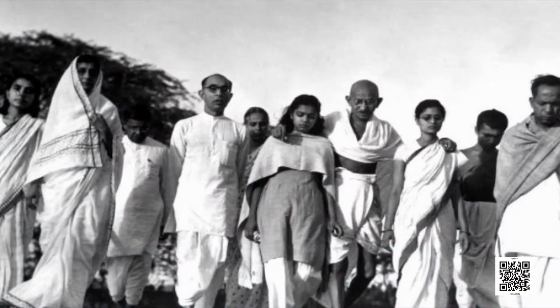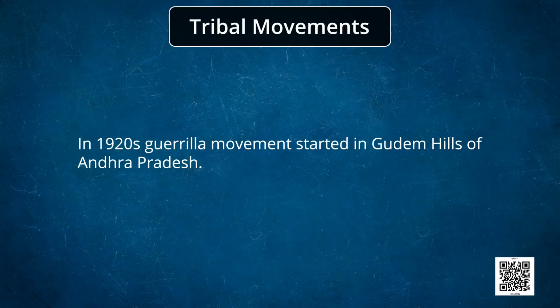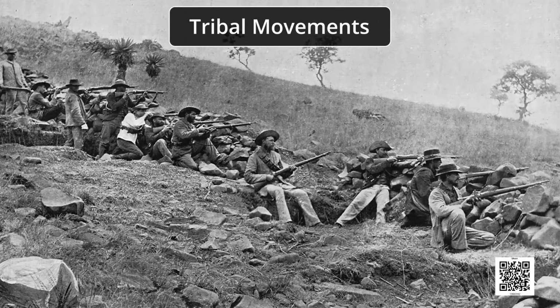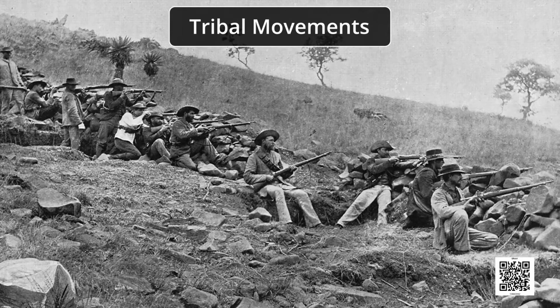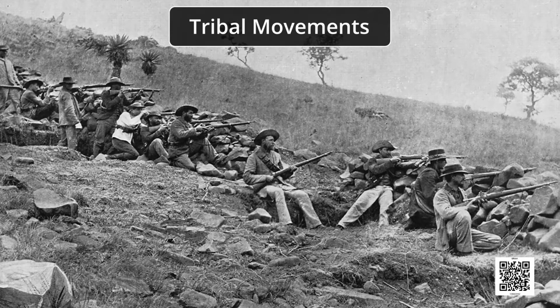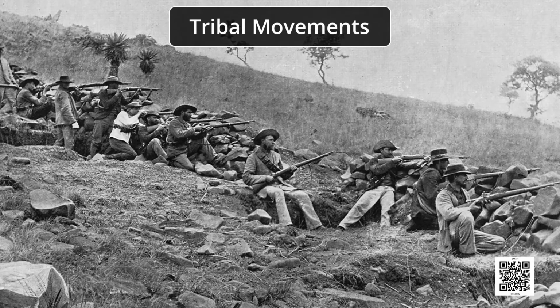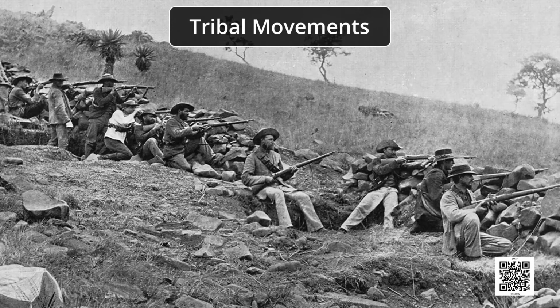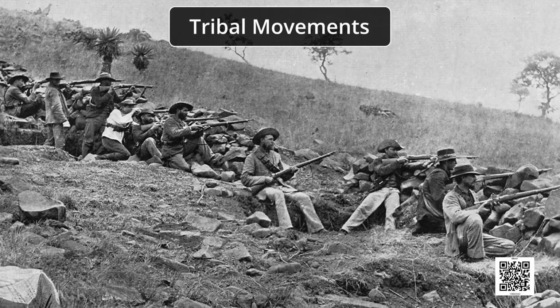Now, when the non-cooperation movement started, the tribals and peasants interpreted the message of Mahatma Gandhi and the idea of Swaraj in another way. For example, in 1920s, guerrilla movement started in Gudam Hills of Andhra Pradesh against the colonial government, which had closed large forest areas, preventing people from entering the forests to graze their cattle or to collect fuel wood and fruits.